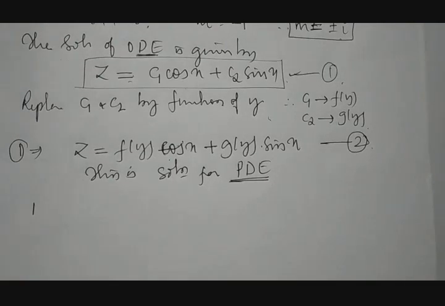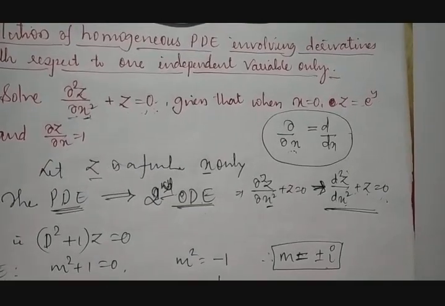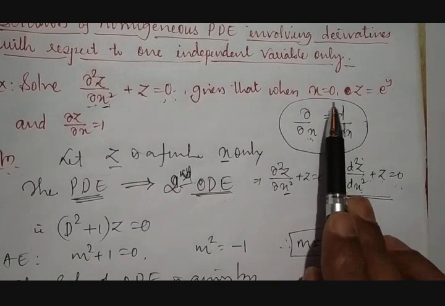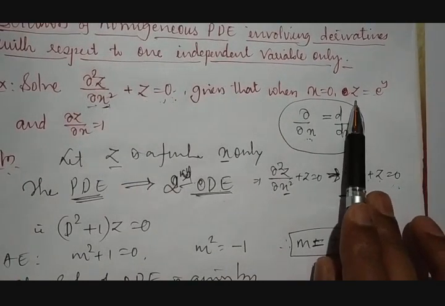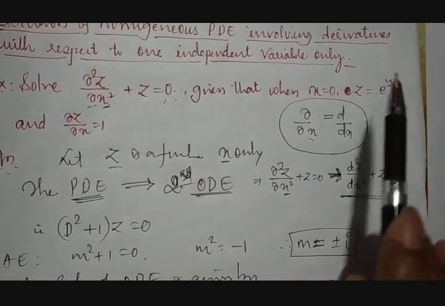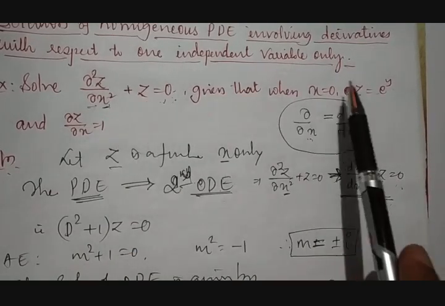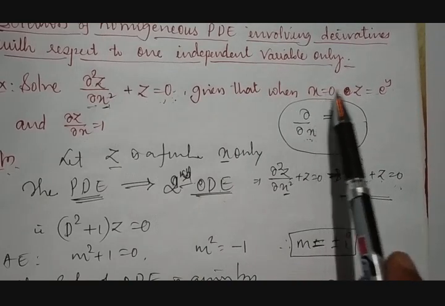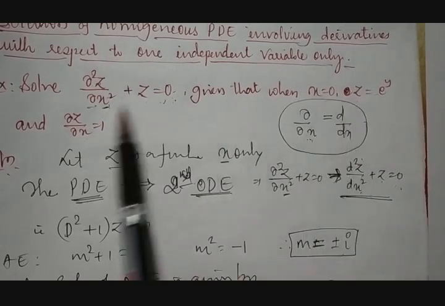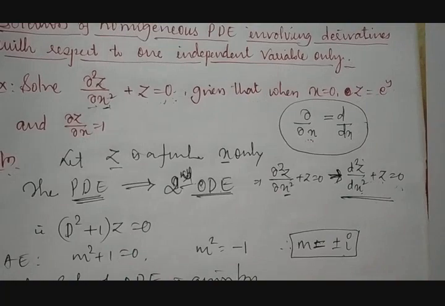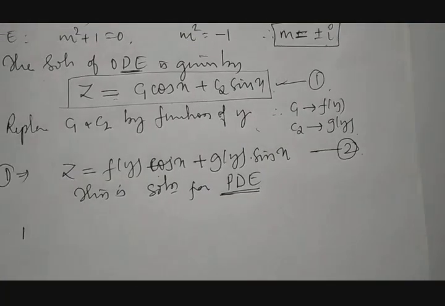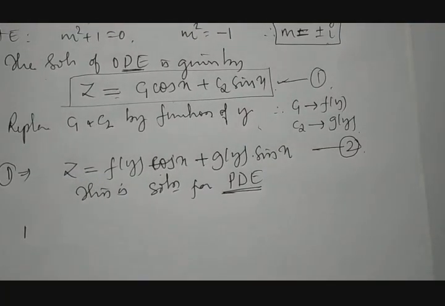By conditions, I want to just go through the conditions. What conditions are given? x is equal to 0, z is equal to e raised to y, and dou z by dou x equal to 1. When I put a condition, I replace x by 0, z by e raised to y, and dou z by dou x equal to 1. But in the solution, there is no dou z by dou x. For that, what to do?